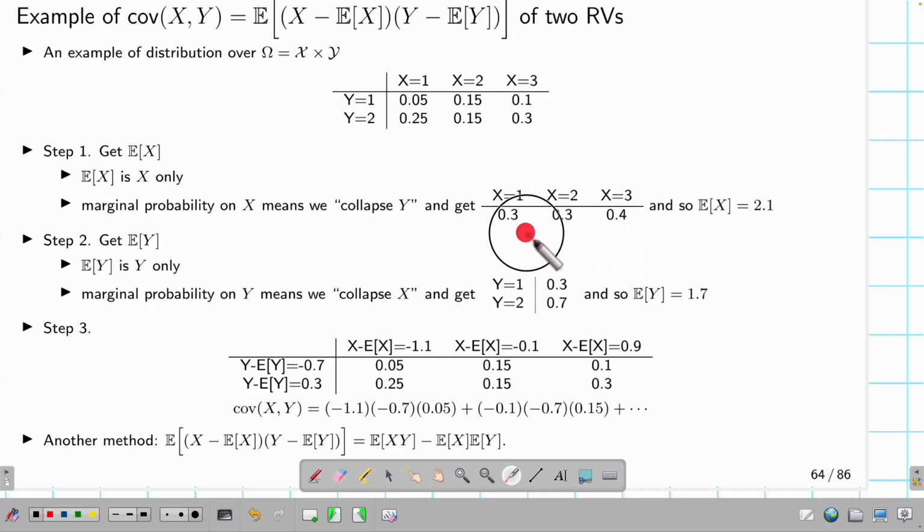And then this is a univariate random variable. So how do I find E[x]? Value of x times the probability. So it will be 1 times 0.3 plus 2 times 0.3 plus 3 times 0.4, which gives me 2.1.